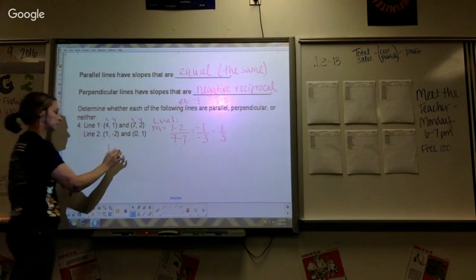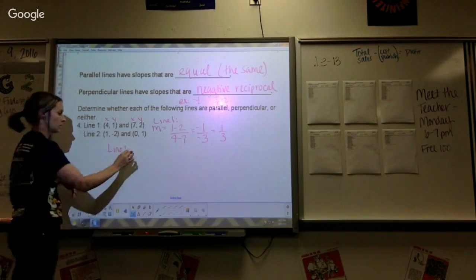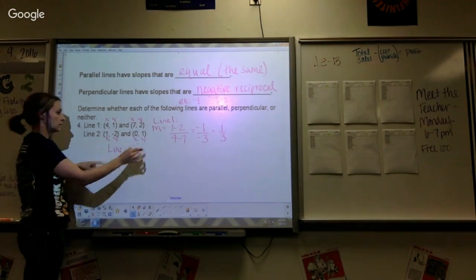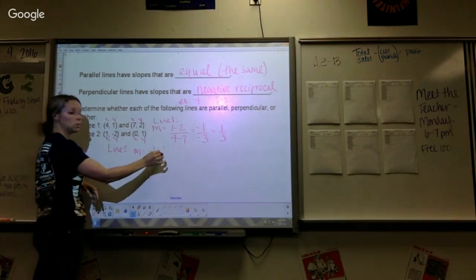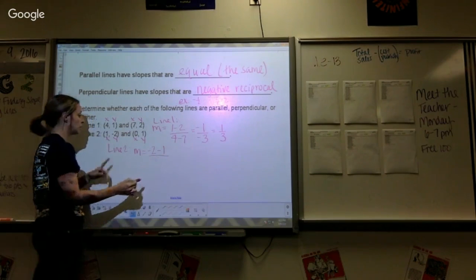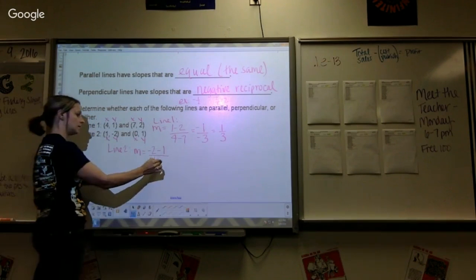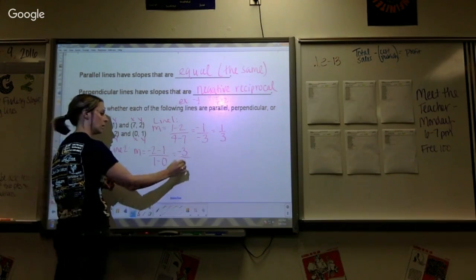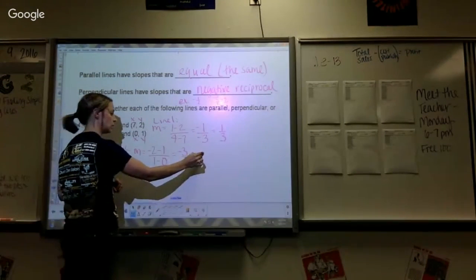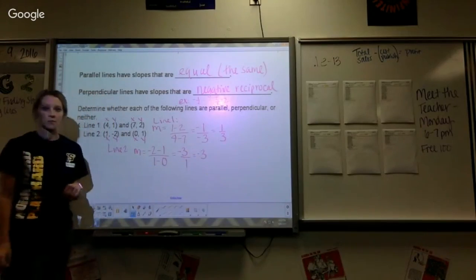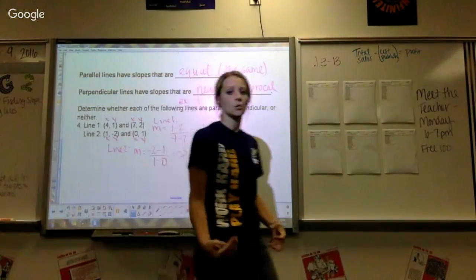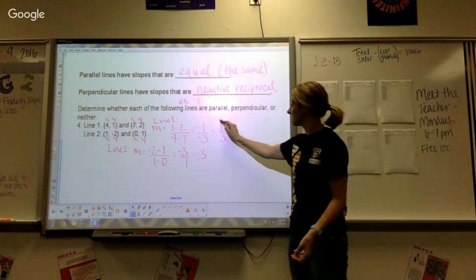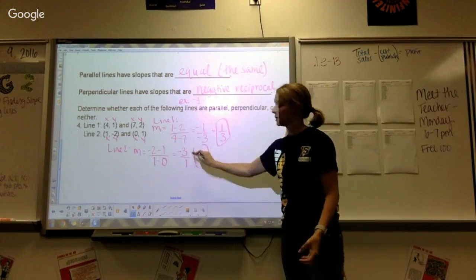Line 2, find the slope of those 2 points. Negative 2 minus 1, changing 1 on top. The x values are 1 minus 0, so that would be negative 3/1, which would equal negative 3. Okay, so now once we find the slopes of the 2 lines, we're going to compare the 2 slopes. Notice this slope is 1/3, this slope is negative 3.